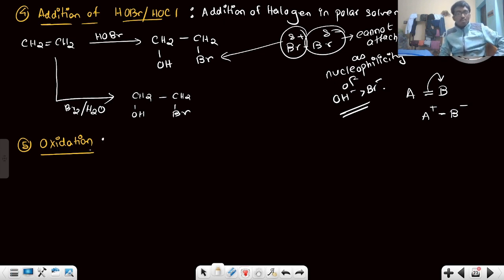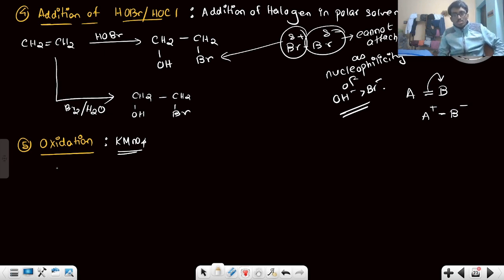Very important for one reason, because this also serves as a differentiating test. We will be studying oxidation under two headings. We will be studying the oxidation using KMnO4, only KMnO4. You can also use K2Cr2O7, that also does oxidize, but we will be talking right now about KMnO4.